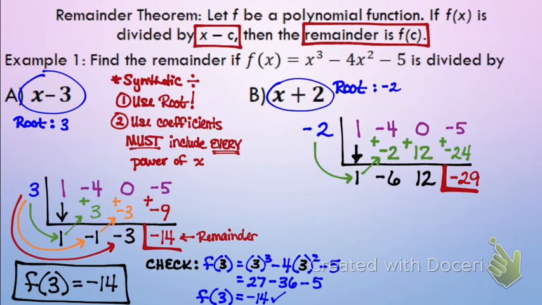So what did I just find out according to my remainder theorem? F of negative 2 equals negative 29.